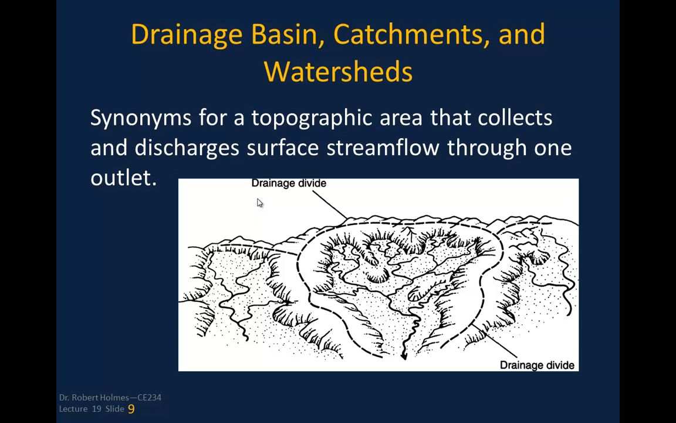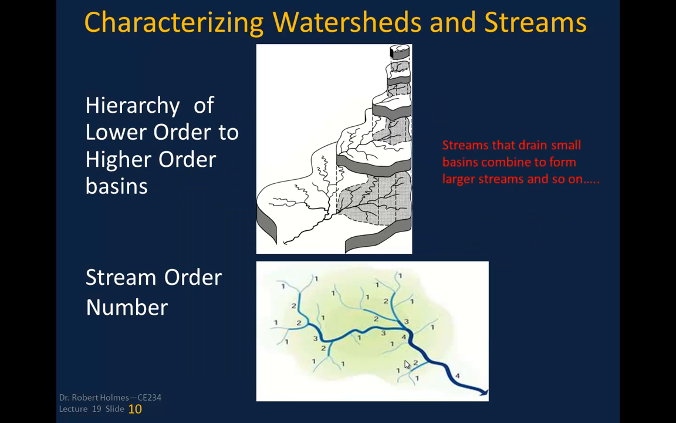If we look at the land surface and the topography, we have this thing that we call a watershed, also known as a drainage basin or a catchment, and that all means the same thing, which is the topographic area that collects and discharges surface stream flow through one outlet. In this particular case, the outlet's down here, and we can see by the topography that water that falls inside this dashed line would basically run off and come out to this point here. If it falls outside this dashed line, it would not come into this particular point. So that's a watershed, also known as a drainage area or a drainage basin or a catchment.